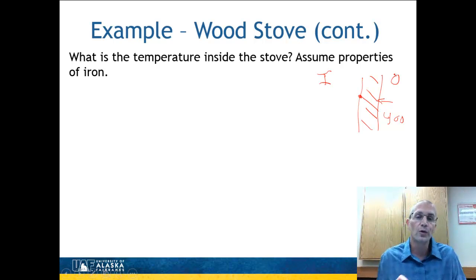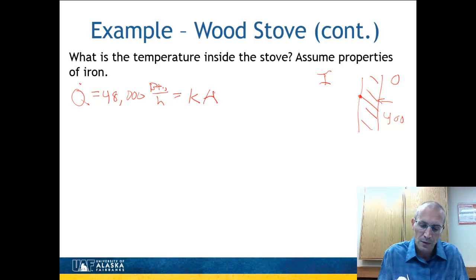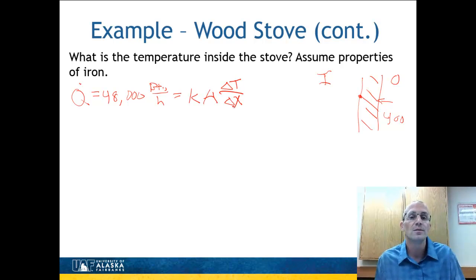So here what I have occurring through the wall of the stove is a conduction problem. So we have the rate of heat transfer, which we calculated just now, at 48,000 BTUs per hour, is equal to k times A delta T over delta x. So I need to know what the thickness of the stove is. So let's just go ahead and assume it's about a half inch. And what we're going to solve for now is delta T.